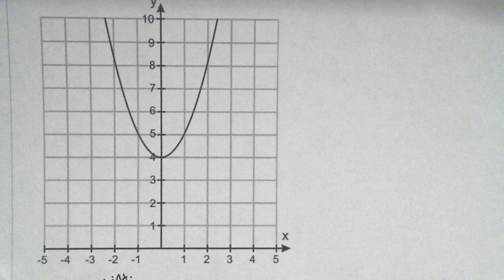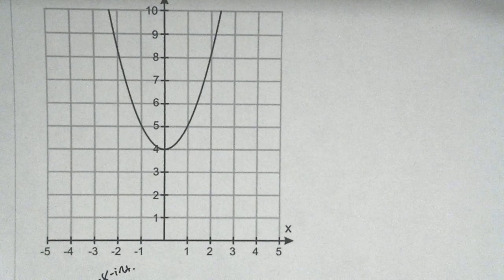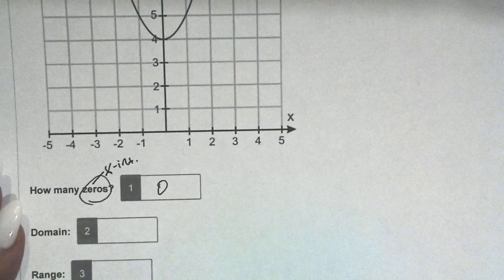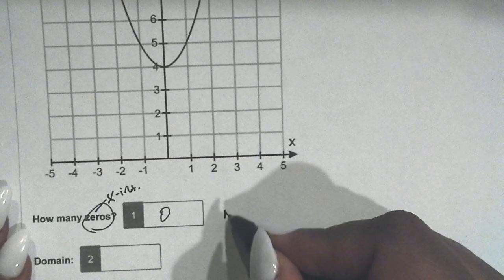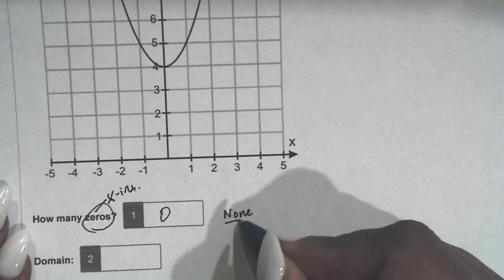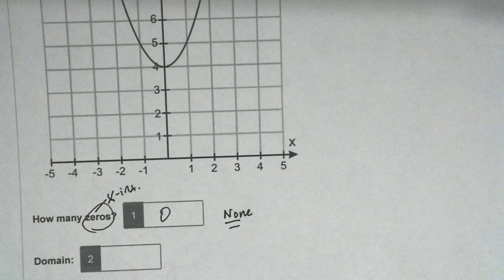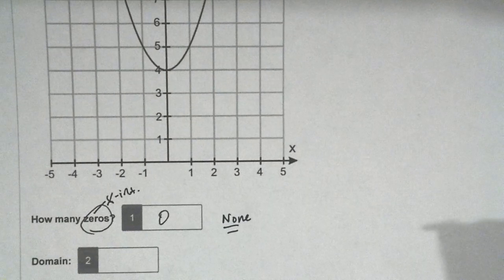Well, does this parabola ever cross the x-axis? No, it doesn't. So how many zeros do I have? 0. I have none. Okay? And you're not going to write the word none. It's going to be a drop box, 0, 1, and 2. So you just select 0. It has 0 zeros. It doesn't have a solution.